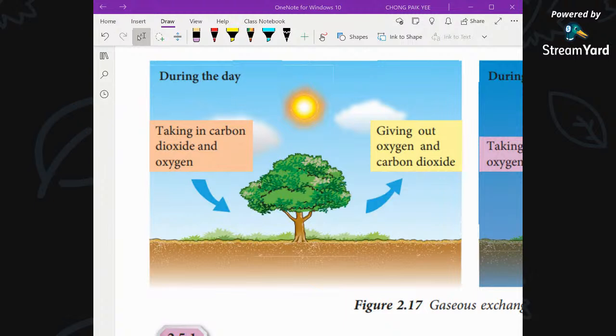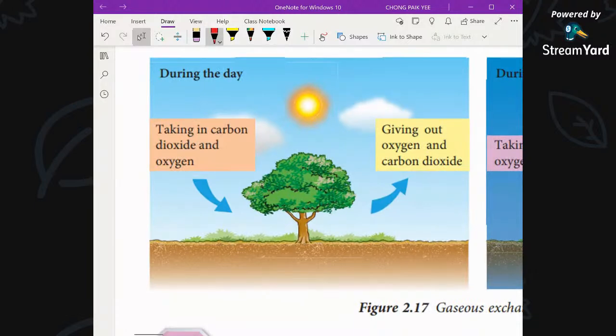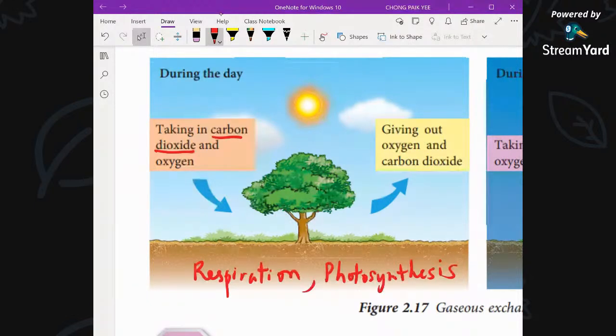Okay, so let me look at this one. I'm going to write here so that you remember every time. You have respiration, which happens all the time, and don't forget photosynthesis when there is light. That's why you see it taking in carbon dioxide, this is photosynthesis. But why taking in oxygen? You see, it takes in both. It takes in carbon dioxide during photosynthesis, and it also takes in oxygen for respiration. So don't ever forget respiration.